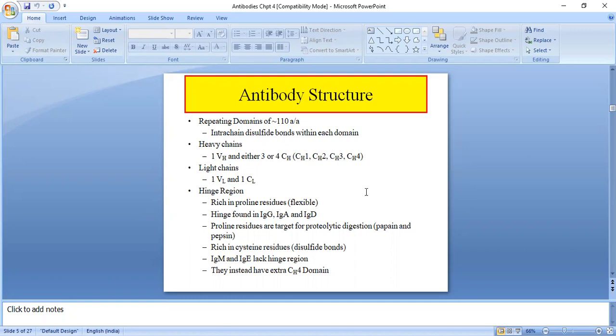Then coming to the hinge region, it has proline residues, which are very flexible. The hinge is found in IgG, IgA, and IgD antibodies. Proline residues are targets for proteolytic digestion by papain and pepsin, and the region is rich in cysteine residues. Okay, IgM and IgE lack a hinge region. IgM has a high molecular weight and has five subunits. All five subunits are joined together with the help of a J chain, also called the joining chain, right?